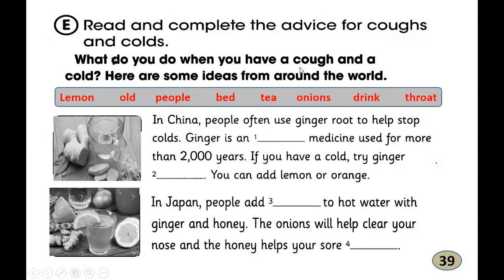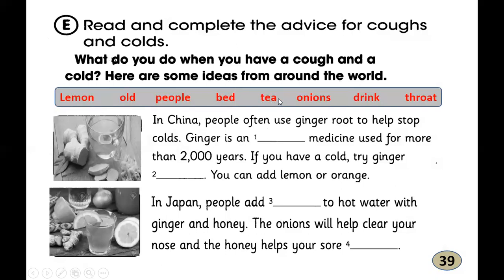What do you do when you have a cough and a cold? What do you do? When here means when, not whether. When you have a cough and a cold. Here are some ideas from around the world. We will see ideas from China, from Japan, from Russia, from Spain.